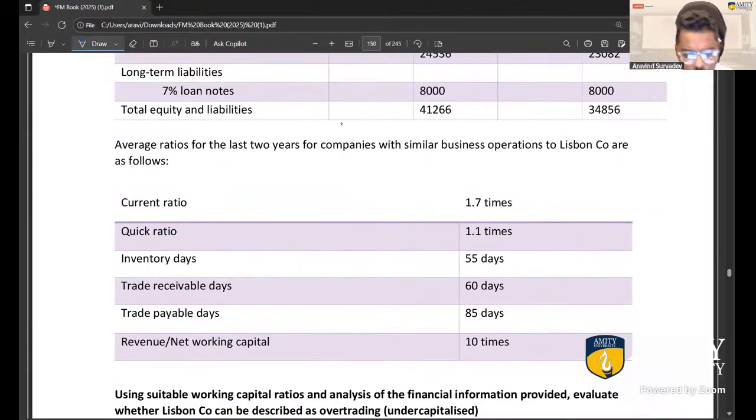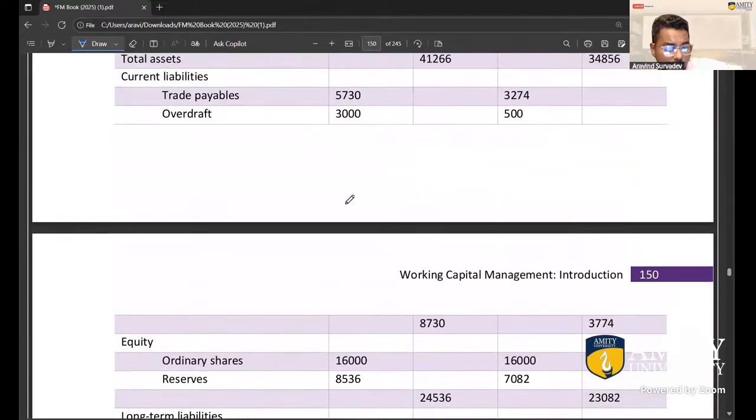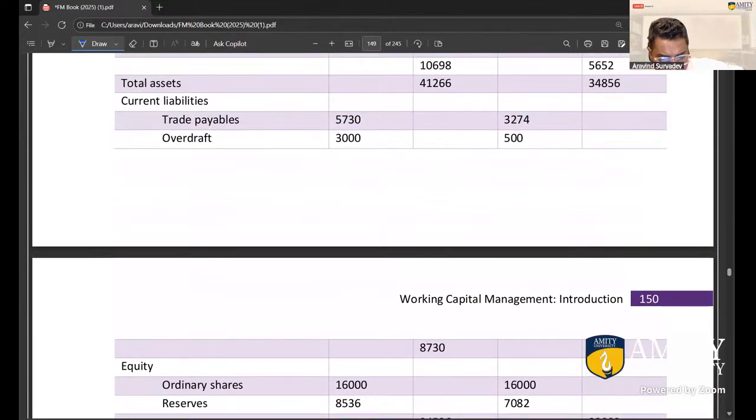Okay, using suitable working capital ratios and analysis of the financial information provided, evaluate whether Lisbon can be described as overtrading or undercapitalized. All right, let me pull up an Excel sheet also.